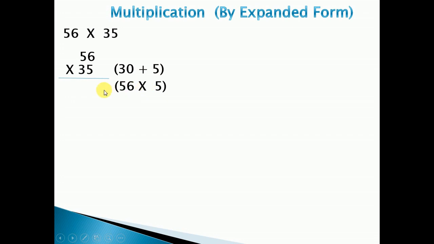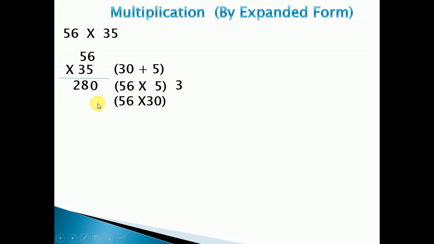5 into 6 is equal to 30. We write 0 here and the carry number we should write in this place. 5 into 5 is equal to 25. 25 plus 3 is equal to 28. Now we multiply 56 into 30 because 30 is in the tens place.